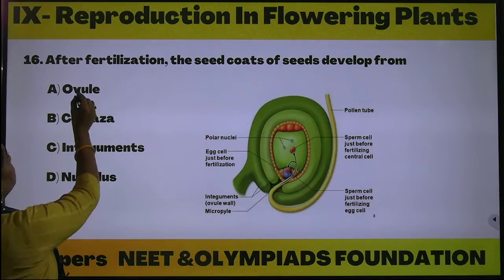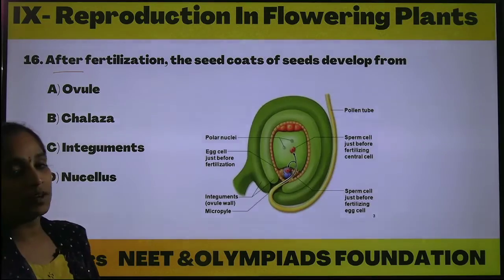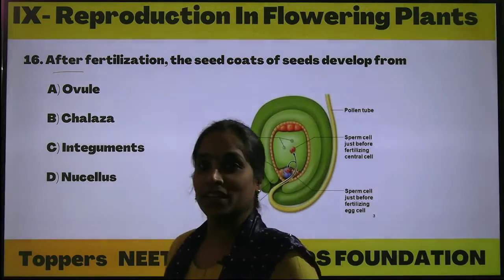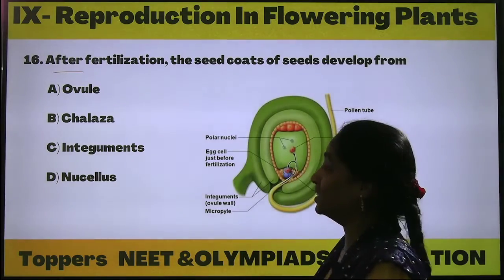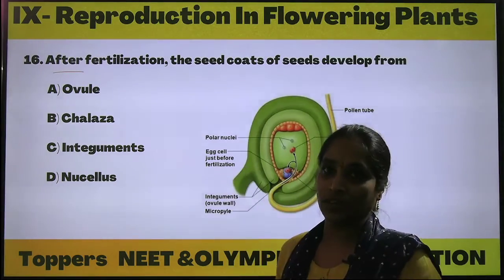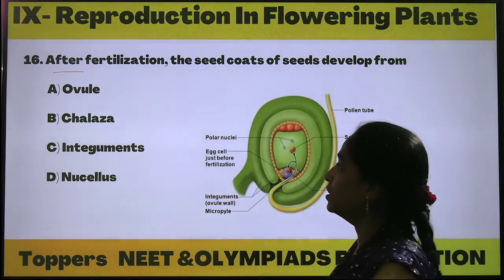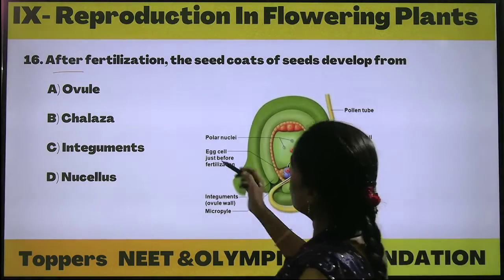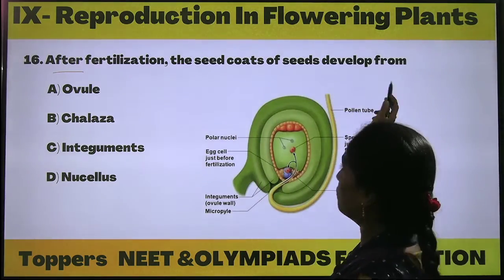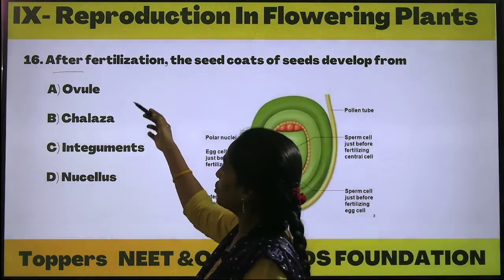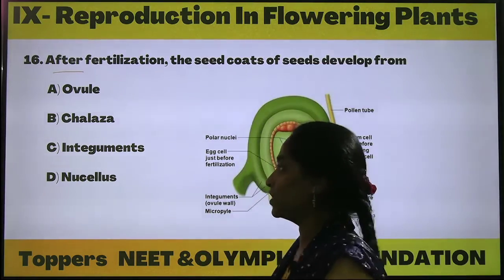After fertilization, the seed coats of seeds develop from. What is the fertilization process? It is the fusion of male and female gametes within the flower, especially in the gynoecium, the pistil region, in the ovule part. After fertilization, the seed coats of the seeds develop from the ovule, chalaza, integuments or the nucellus. He has given the options.